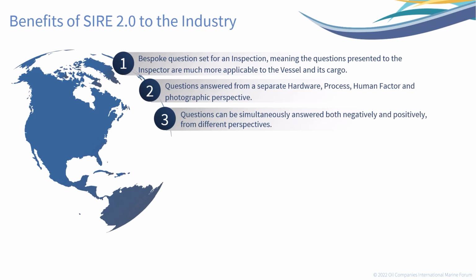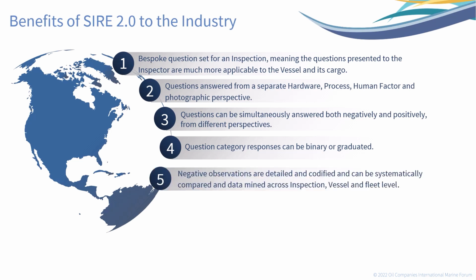An observation rank of positive, neutral, or negative within Sire 2.0. The term observation, therefore, means any response entered in a response tool. The opportunity for inspectors to assess and write observations using grades of yes. When writing an observation on non-compliant situations, the editor will allow the inspector to write a granular assessment of the observation, including a breakdown by equipment, procedures, and human factors. Detailed and codified negative observations, allowing for systematic comparison and data mining across inspection, vessel, and fleet.